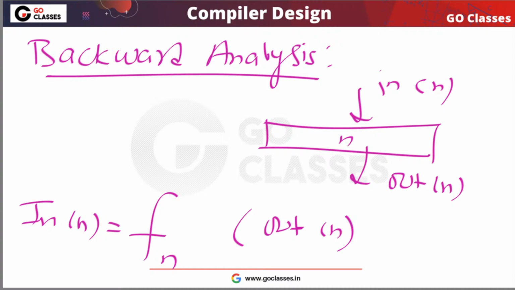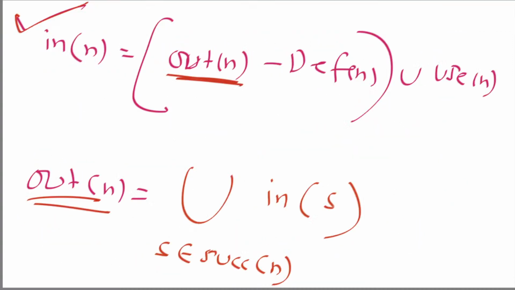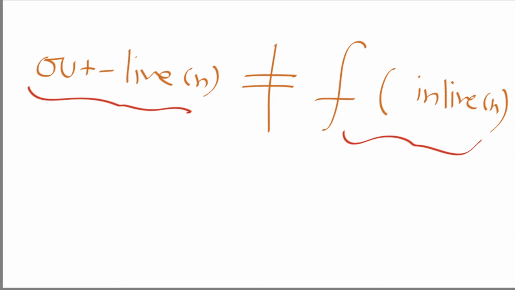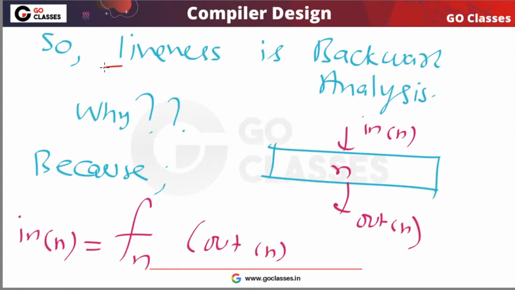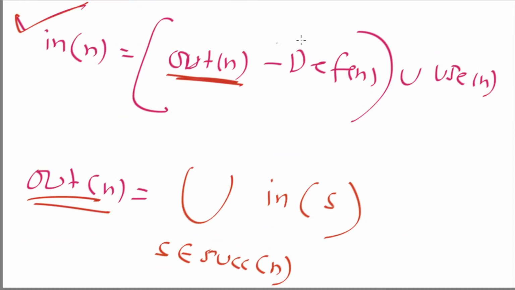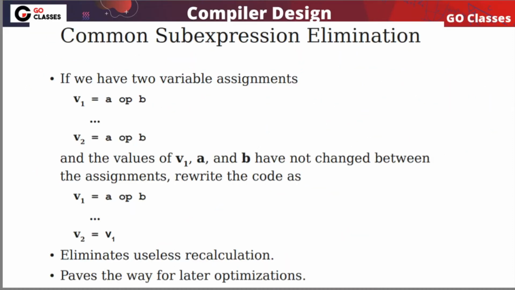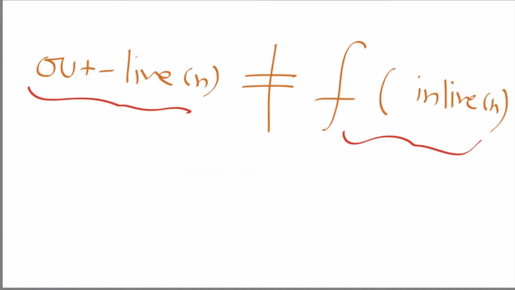Okay, is this clear? So what is the definition of backward analysis? What is the definition of forward analysis? So this liveness analysis is a backward analysis. Okay, this is your liveness analysis. So that's it.